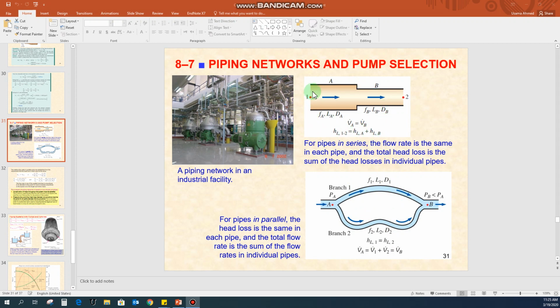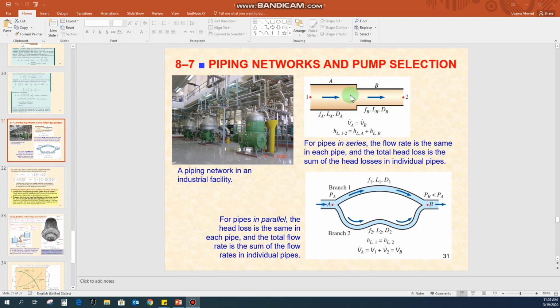So let us see this figure here, which is about the connection of the pipelines in the series way. So one bigger pipeline is connected with the smaller pipeline. In the bigger pipeline, we can have a friction factor A. The length of the pipeline can be LA, and the diameter of this pipeline can be DA. And for the smaller pipeline, we can have the friction factor B. The length for this pipeline is LB, and the diameter can be seen as DB.